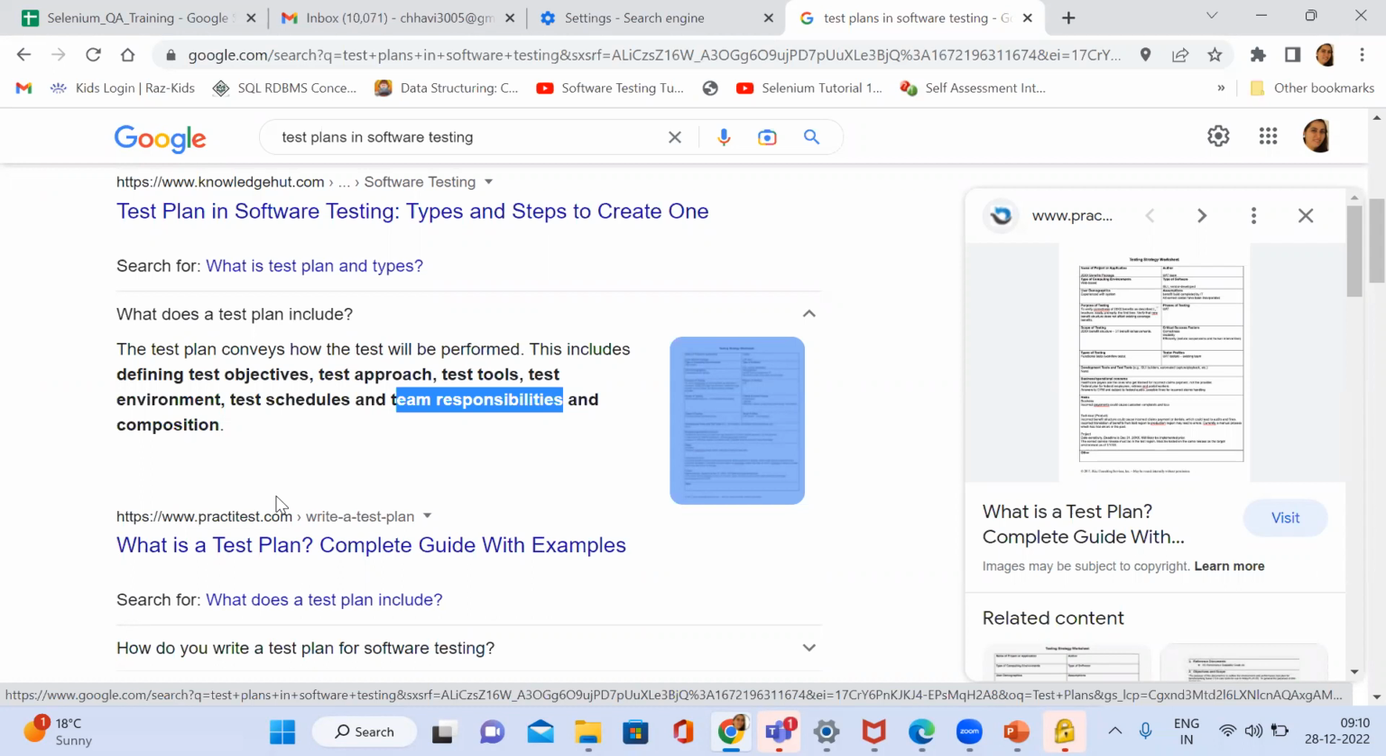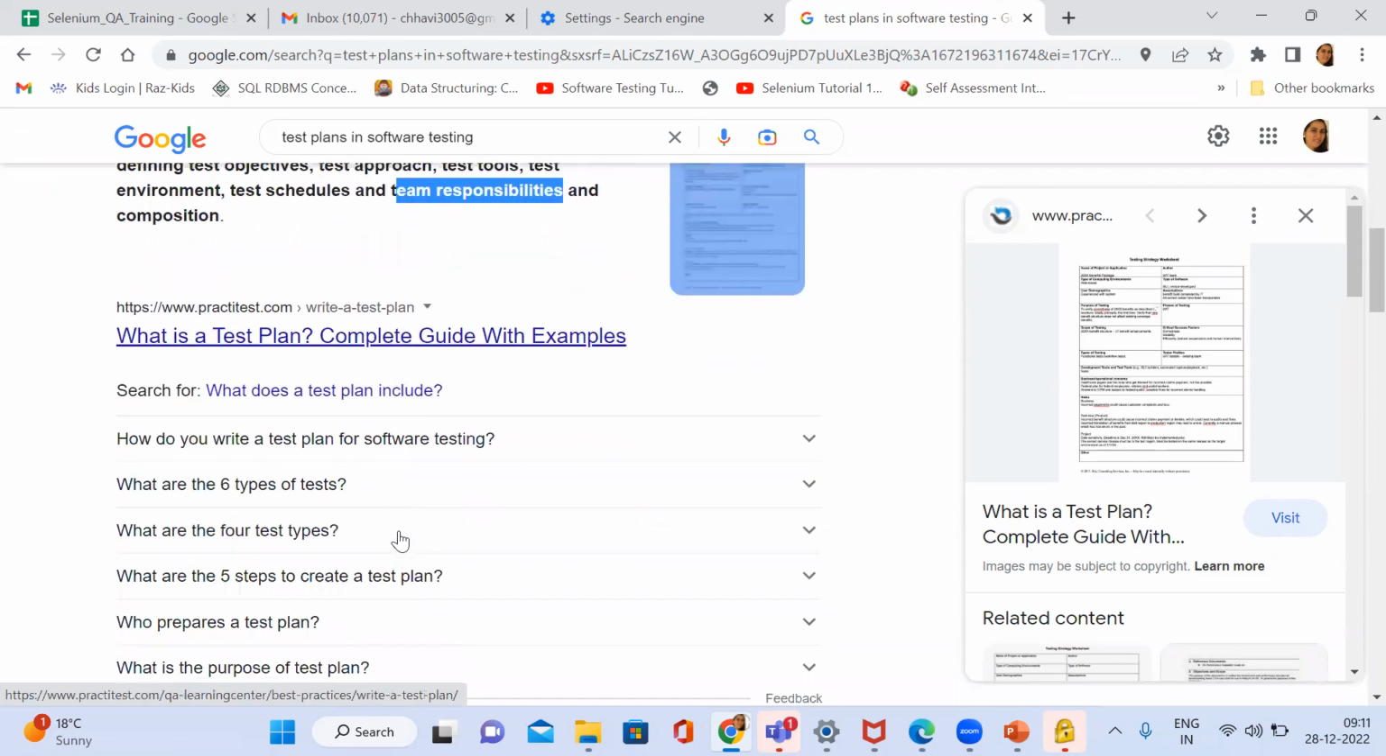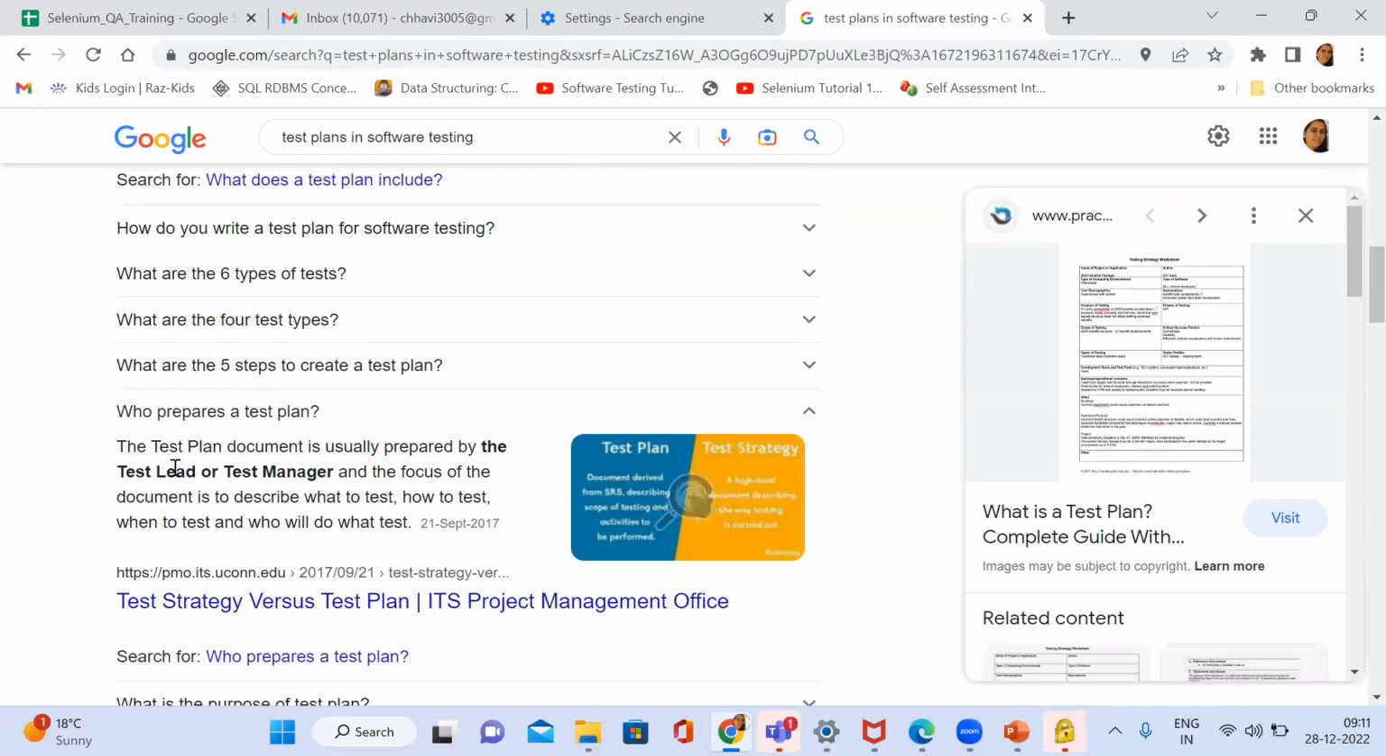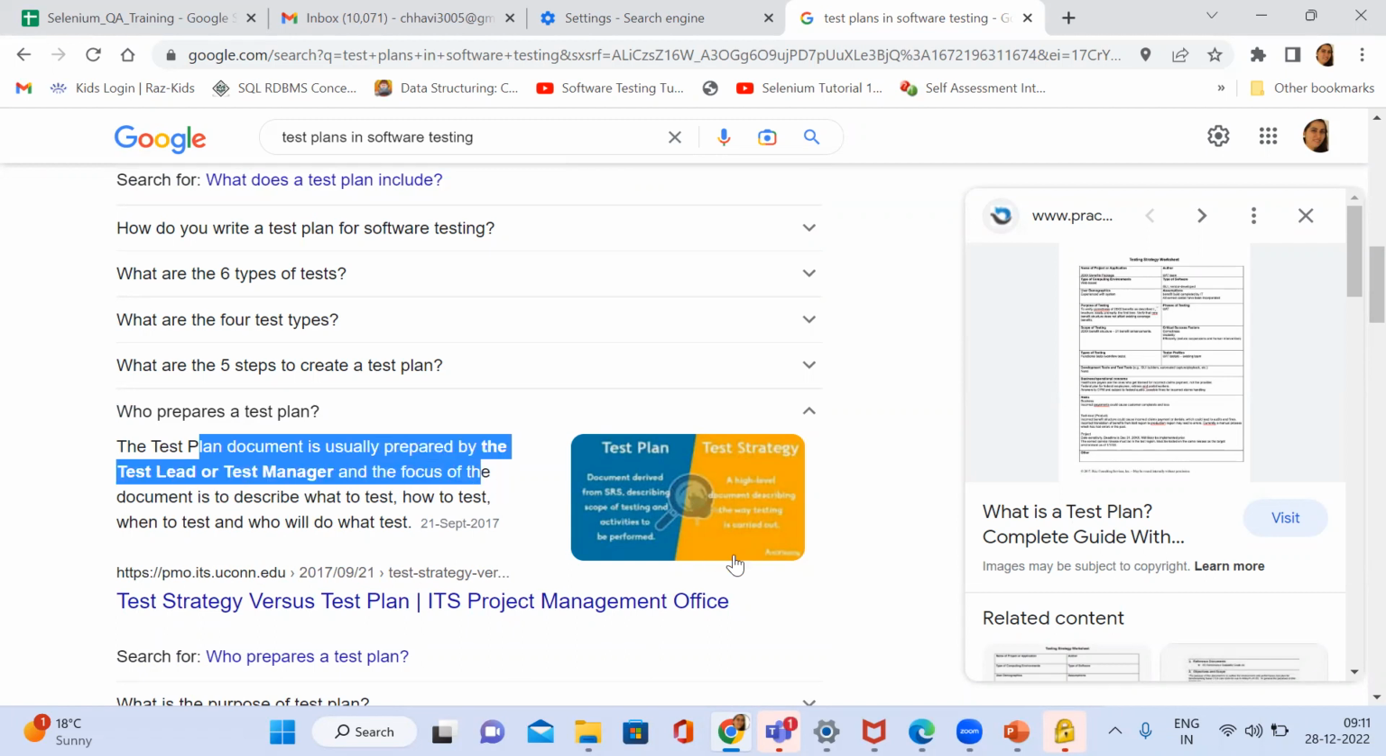Because otherwise, what will happen? The client will keep on giving you requirements and keep on telling you to do all these things. So there should be an exit criteria, so at this point we will be ending our project. So these are all the different points which will come in the test plan. And who will prepare the test plan? Mostly the test leaders and test managers do the test plan and the documentation. But you should also know what is involved in test planning.